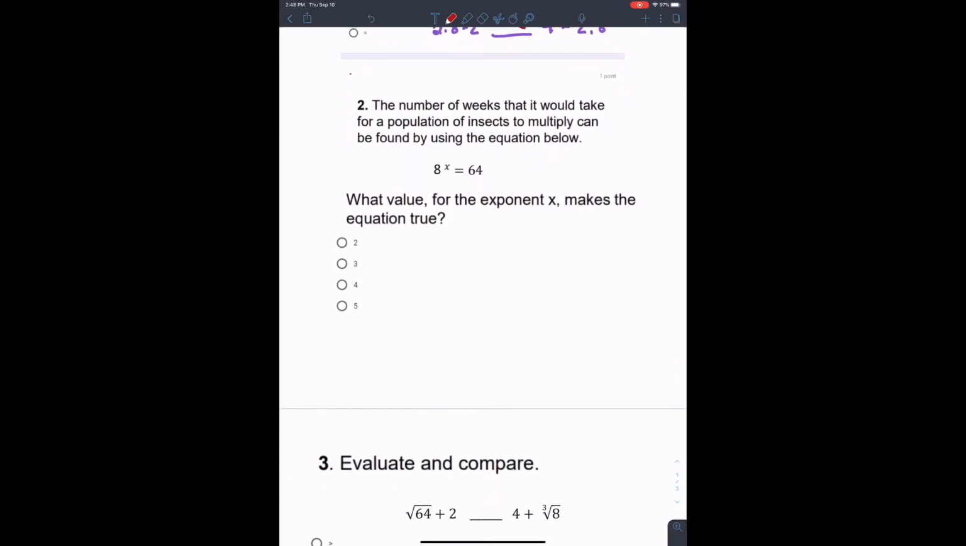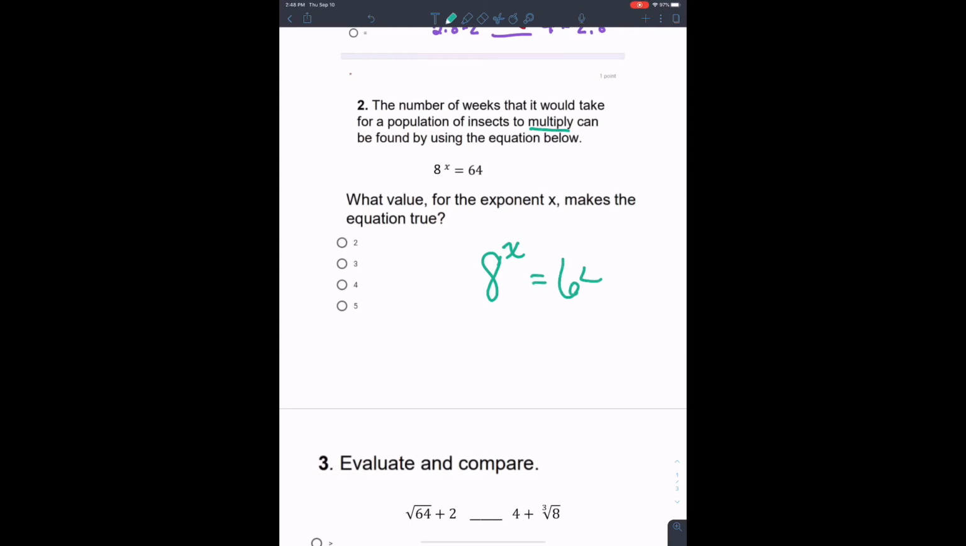Let's go take a look. I'm going to switch colors here. Let's take a look at this next one. It says the number of weeks that it would take for a population of insects to multiply is found by the equation below. So what I have here is I have 8 to some power, I don't know what, gives me 64.